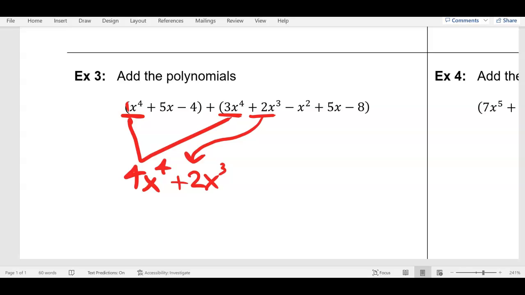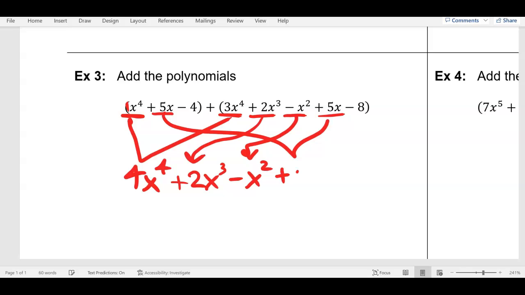All right, x squared. I see one right here, and that's the only one that I see. So I'm going to bring that down too. Minus x squared. Okay, after squared, now I just have regular x. And what am I going to combine here? 5x and 5x. They're both positive, so 5 plus 5 is 10x. And my constants I have left over, negative 4 and minus 8.